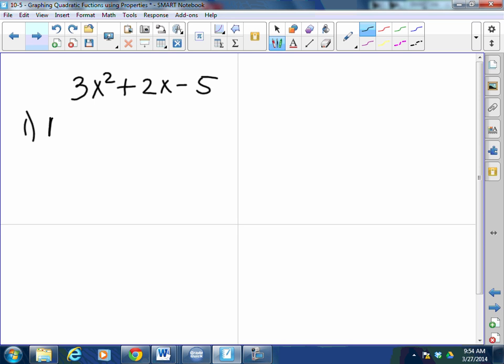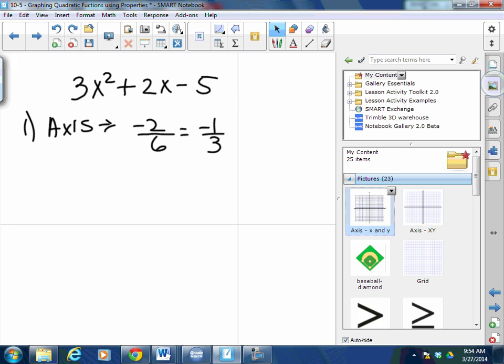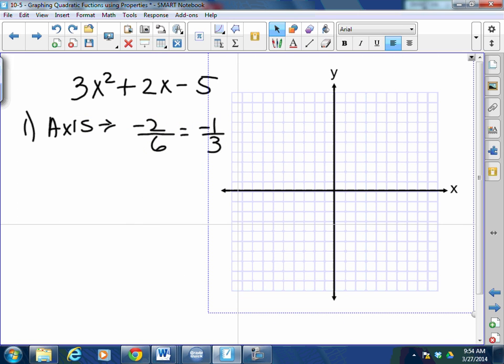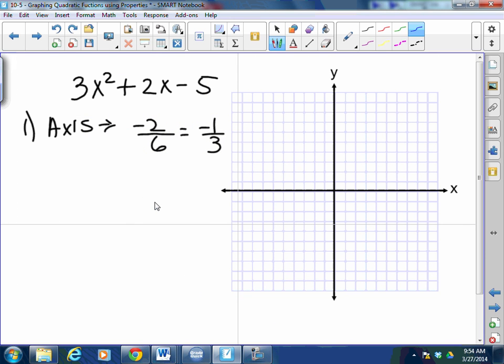Okay, step 1, my axis. Negative b over 2a. So that's negative 1/3. Yeah, that's what I want. Something ugly. Okay. So you can see it doesn't matter. Am I going to have to estimate the negative 1/3? Yeah, that's fine. So it's about here. It's about there. Step 2, vertex.